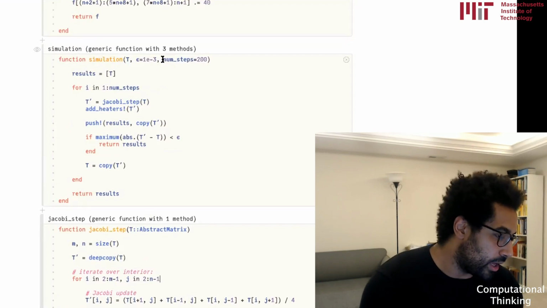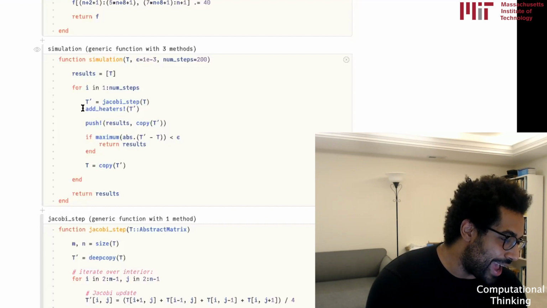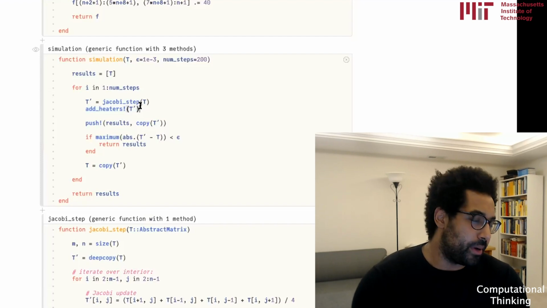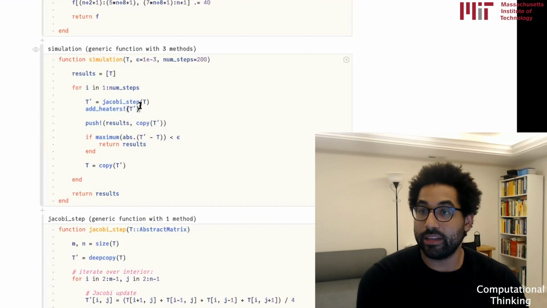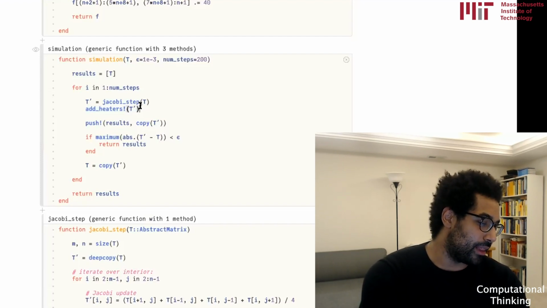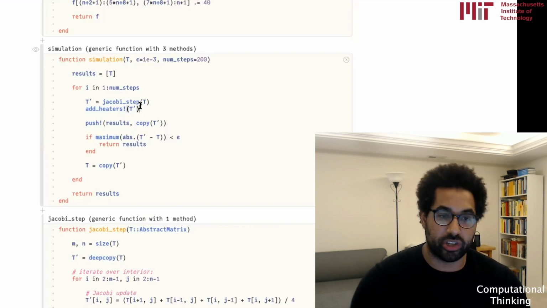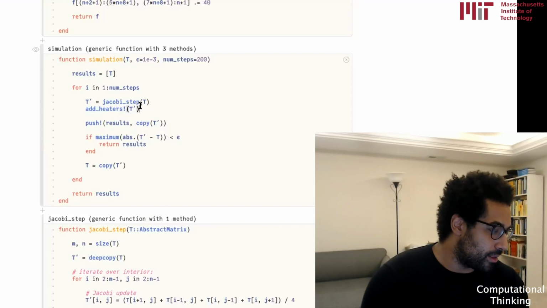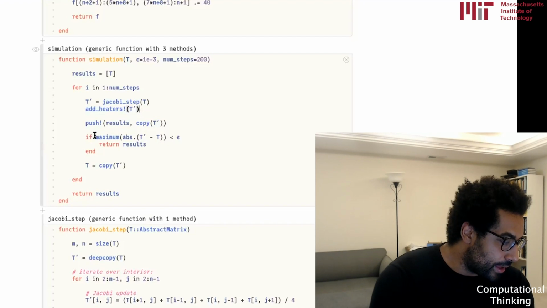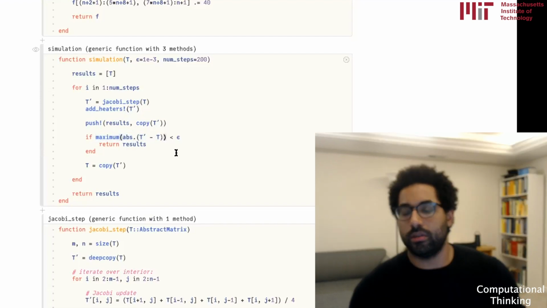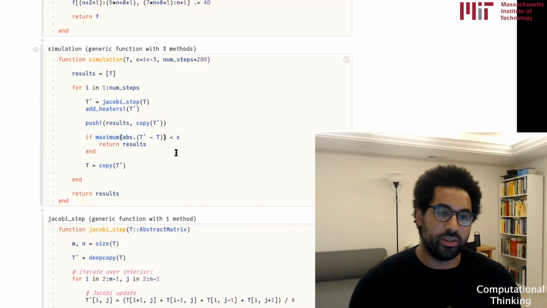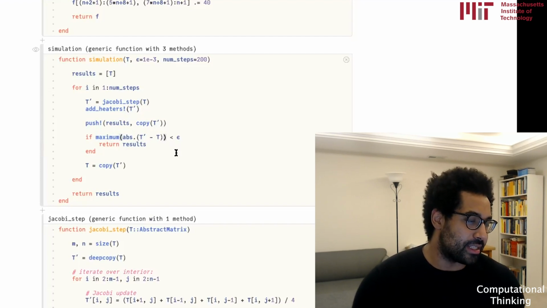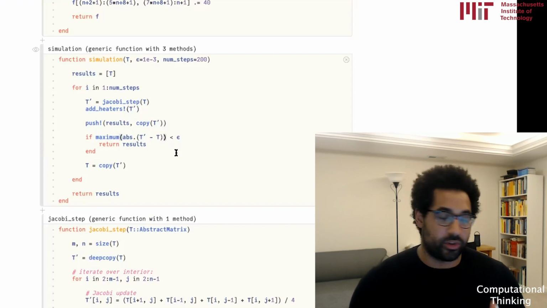And I've defined this function add heaters here, which you don't need to worry too much about. But this is simply to make sure that the heaters stay at 40 degrees and allows us to write a more generic Jacobi function. So that's the point here. And we see if the maximum error between our old approximate solution and our new approximate solution is less than some tolerance epsilon, then we're just done.